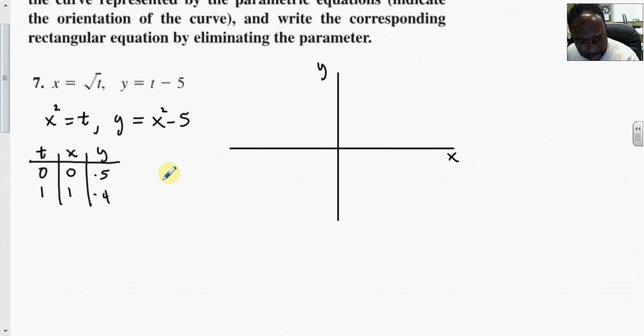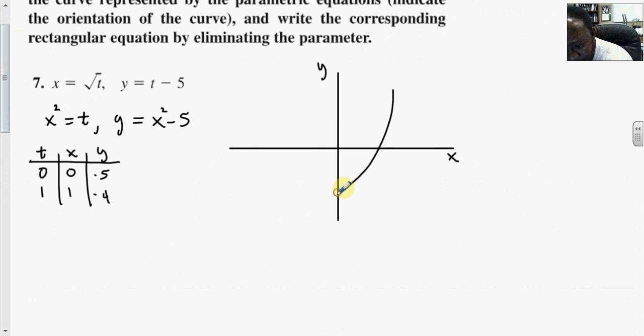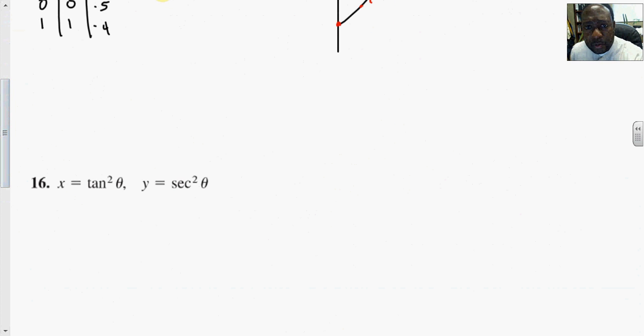So here, when x is 0, y is negative 5, we're looking at the right side of this parabola. So we start here at x equals 0, y is negative 5. Then we go to 1, negative 4. So as you can tell, we're moving in that direction, and that's the orientation. Well, that's it.